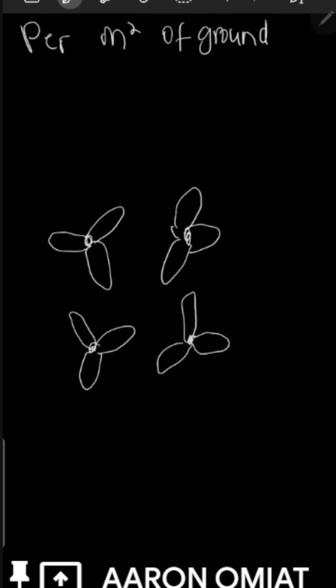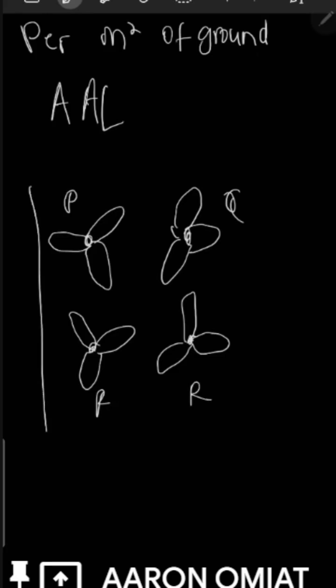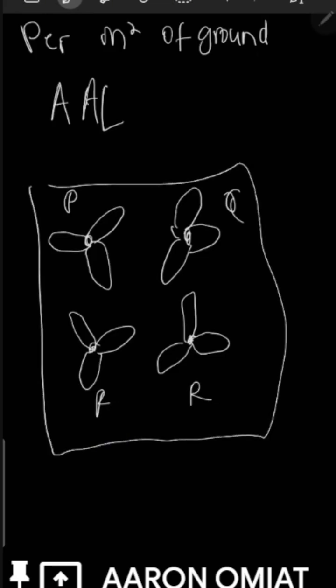Okay, we first find the average area of a leaf for a given plant. We go to the garden. These are plants, let's say P, Q, R, and they are all in an area of 1 meter squared, right?